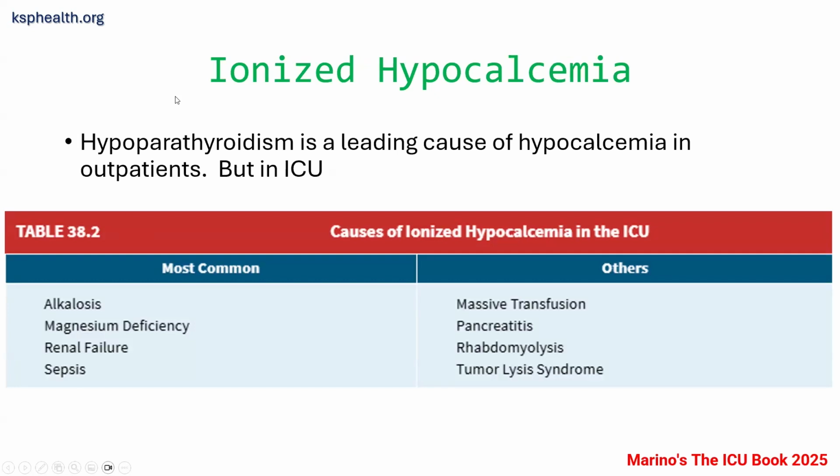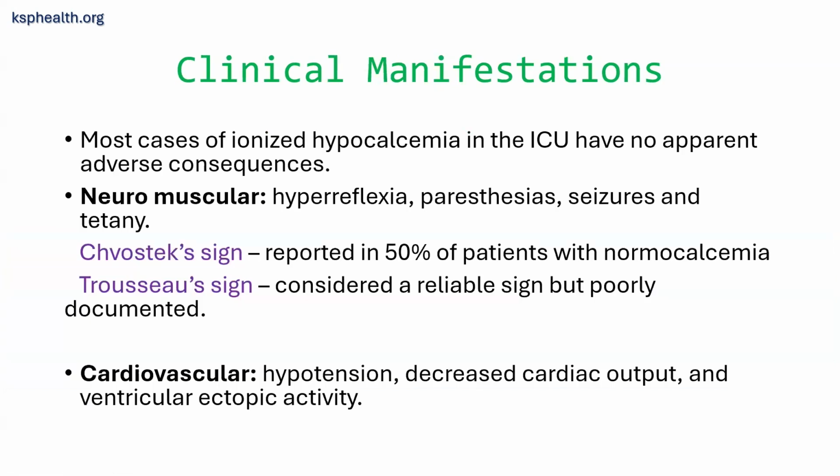Hypoparathyroidism is a leading cause of hypocalcemia in outpatients, especially in adults. But in the ICU, it is the most common because we tend to have alkalosis, magnesium deficiency, renal failure, sepsis, massive transfusion, pancreatitis, rhabdomyolysis, tumor lysis syndrome. Often all are associated with hypocalcemia. Most cases of hypocalcemia in the ICU have no adverse consequences. You check, you will see hypocalcemia treated. But if it becomes severe, it can cause hyperreflexia, paresthesias, seizures, and tetany.